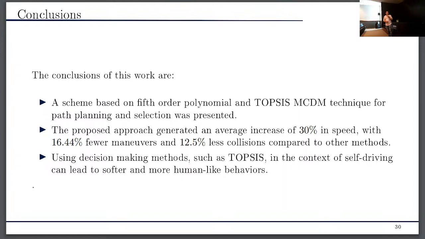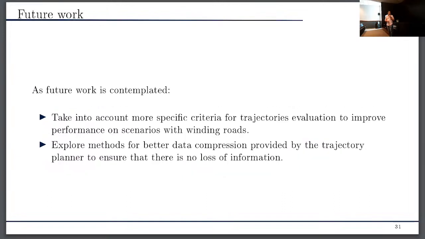And using decision-making methods such as TOPSIS in the context of self-driving can lead to softer and more human-like behaviors. And as future work, it is contemplated taking into account more specific criteria to enhance the performance of the proposal in curved or winding roads, exploring methods for a better compression of the data generated by the path planning algorithm, and ensuring that there is no loss of information.